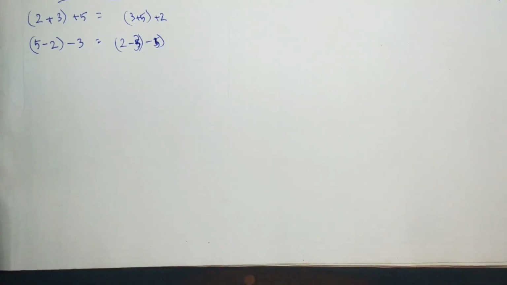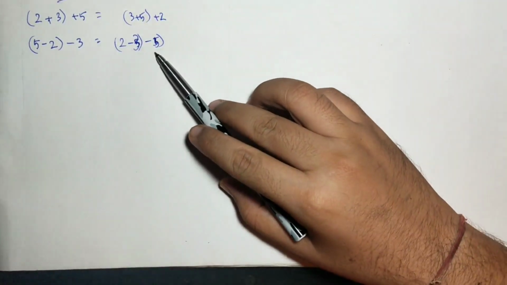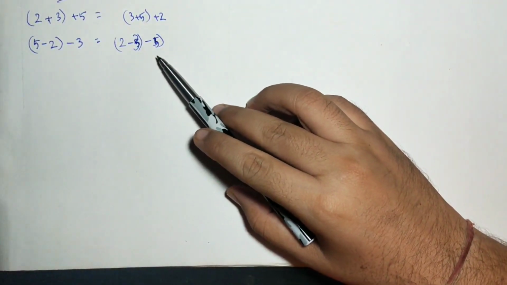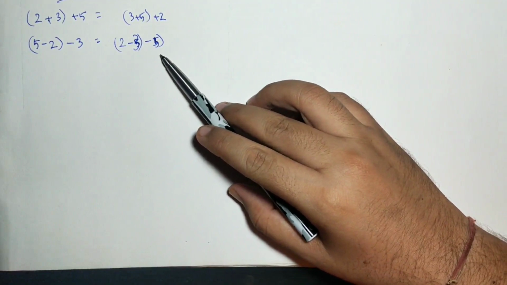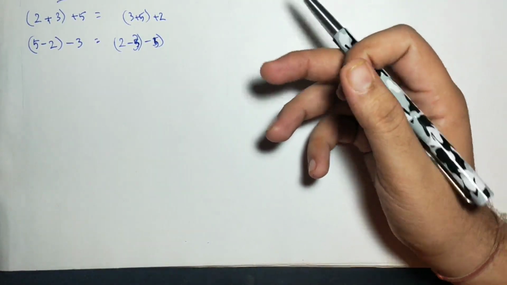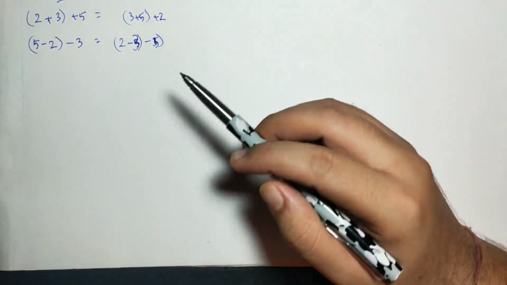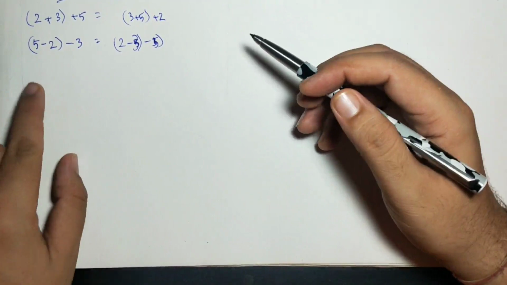So, we understood that associative property will not hold good for subtraction. You cannot subtract any two numbers first and subtract the third number. The answer will be a huge difference. If you want to check the answer, check it right now.